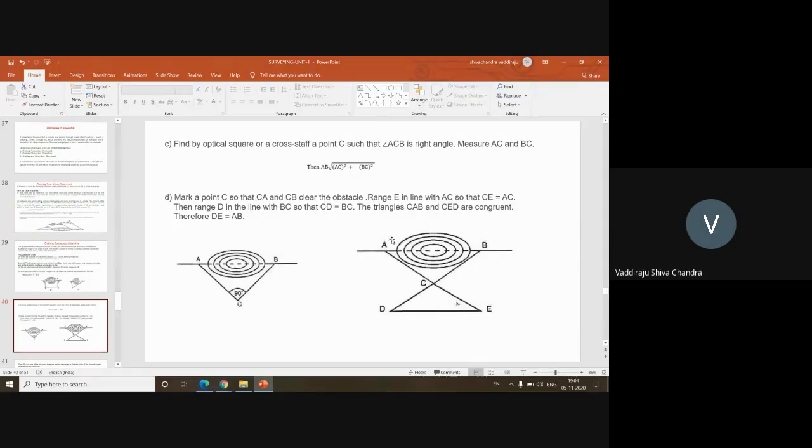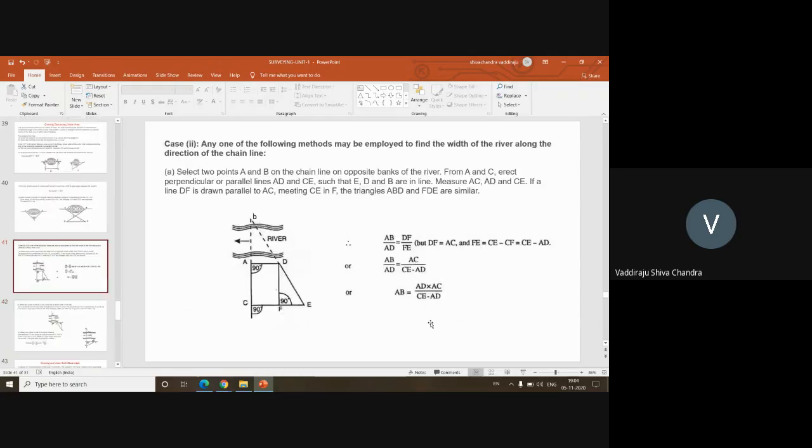This is one more possibility wherein I'm identifying a point C and extending it up to E such that CE is equal to AC. Similarly, I measure the distance from B to C and extend from C to D, again CD equal to BC. Then the distance DE will definitely be equal to AB because the two triangles ACB and CDE are congruent.